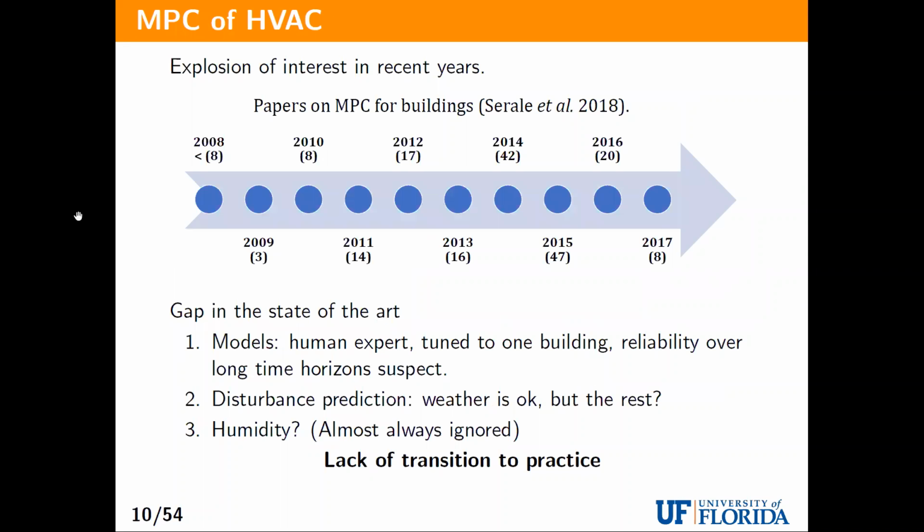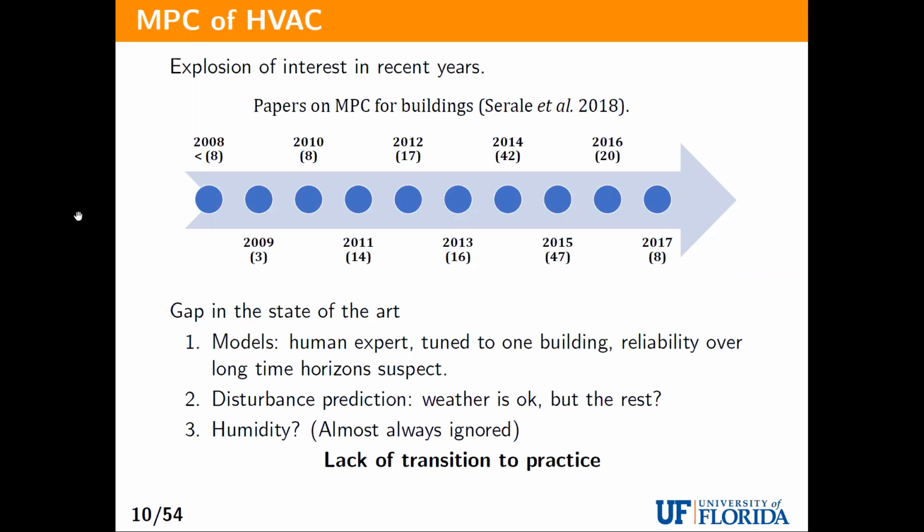So although there's a lot of interest in applying MPC for buildings, this is kind of a Google Scholar meta-analysis, number of papers on MPC for buildings that was published in the last few years. So you can see 2014, there are 42, 2015, there are 47 papers that are published according to this particular study.